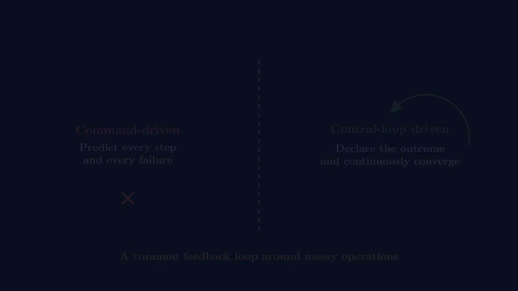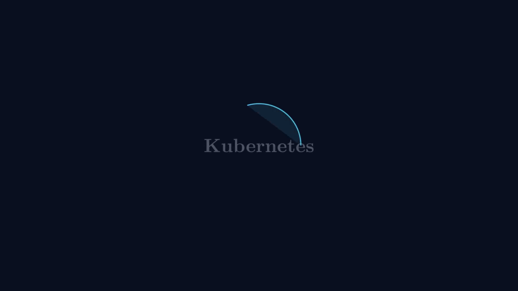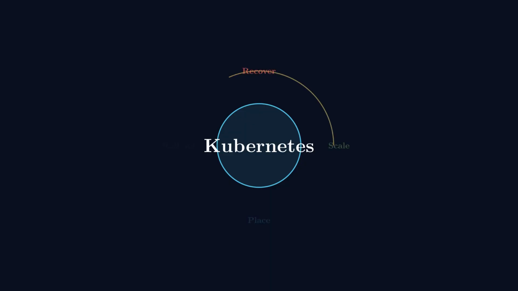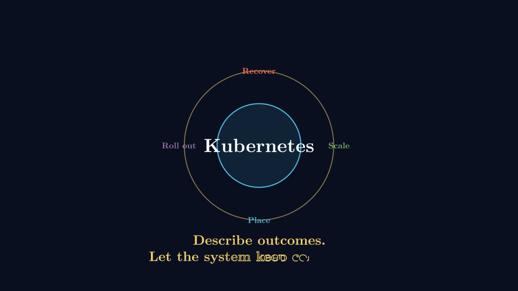Kubernetes did not make machines reliable, networks perfect, or applications bug-free. Its achievement was different. It made recovery, scaling, placement, and rollout part of a continuous system rather than a collection of one-time commands.